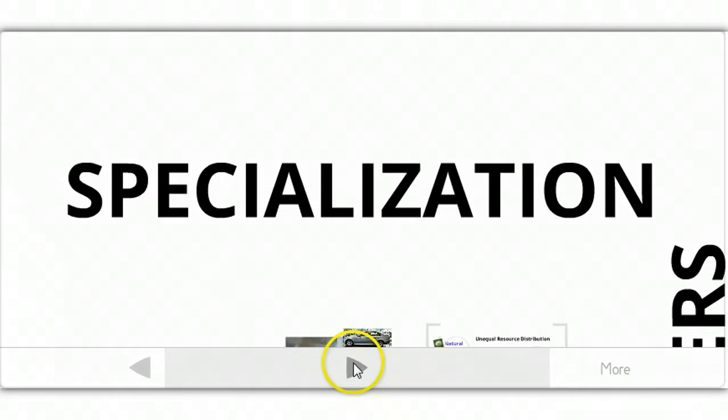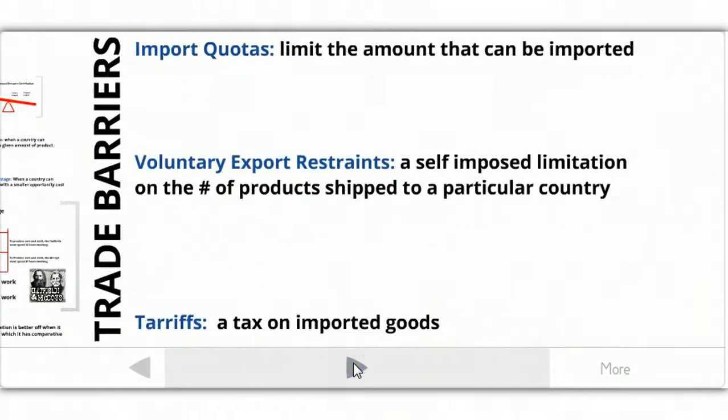But often countries engage in what we call trade barriers. There are many different kinds, and I'm just going to focus on 3. They are things that countries use in order to protect trade or protect certain industries in their country. It's a means of preventing a foreign product or service from freely entering a nation's territory. Trade barriers take 3 common forms: import quotas, voluntary export restraints, and tariffs.